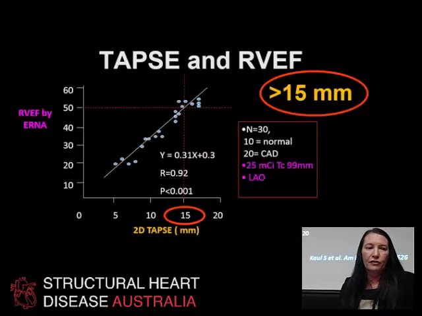This paper in 1984 compared ejection fraction by radionuclide imaging and also found that a 2D TAPSE of 15 correlates very well with an ejection fraction of 50%. In the guidelines they say 16 millimetres, and I'm not sure why they changed it because there's no new data to evaluate that.